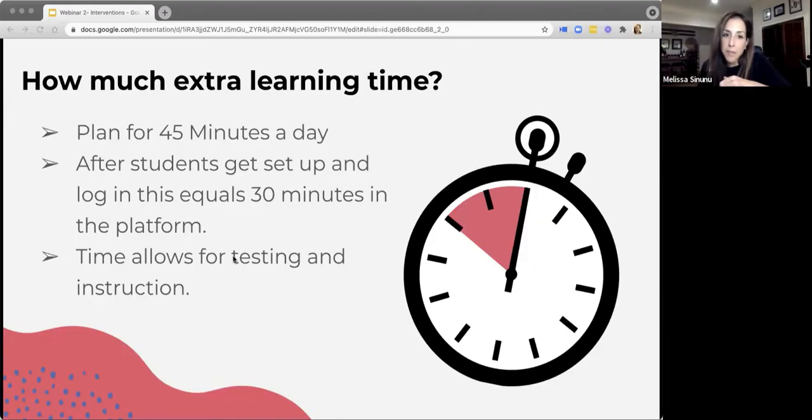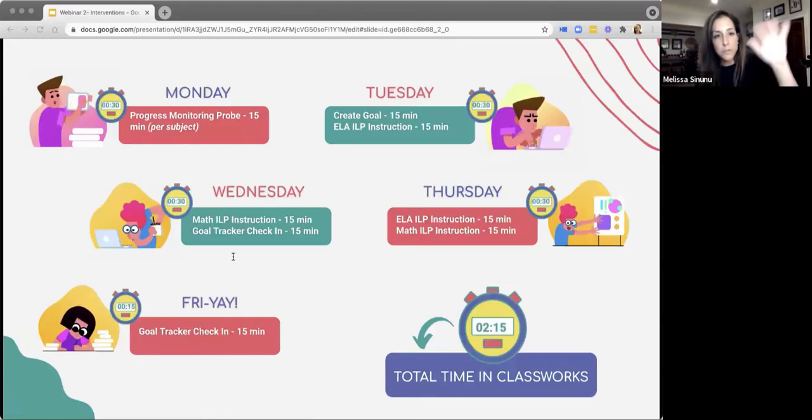But let's take a moment to think about what a dedicated extra learning block can mean for students receiving Tier 2 or 3 interventions. At Classworks, we suggest you set aside 45 minutes a day to work inside our application. So in classroom reality minutes, this will equal about 30 minutes inside the app, right? So again, we're assuming that we've set aside 45 minutes, but the available time to work in the application is closer to 30.